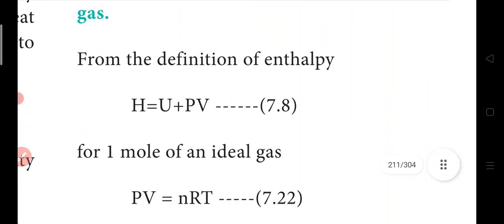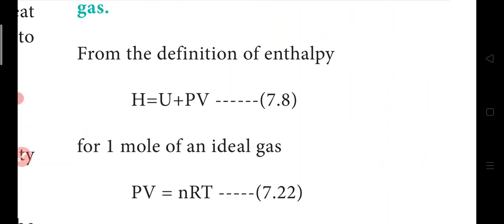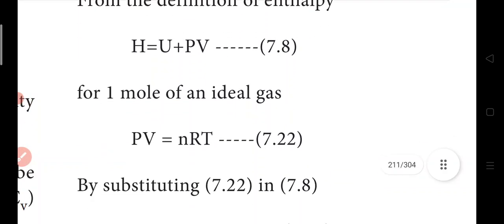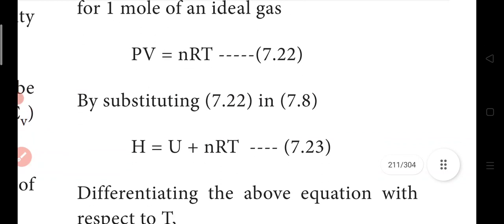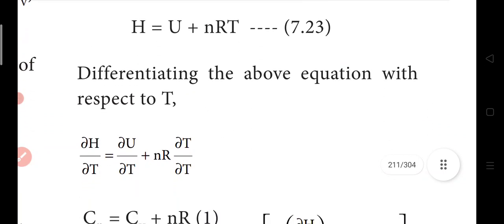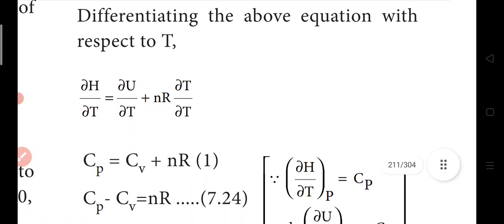Very important question. We know the definition of enthalpy, H is equal to U plus PV. And for 1 mole of ideal gas, we know the ideal gas equation PV is equal to nRT. Substitute the value of PV in the enthalpy equation. So H is equal to U plus nRT. When you differentiate the above equation with respect to T, dou H by dou T is equal to dou U by dou T plus nR, where nR is constant and dou T by dou T becomes 1.